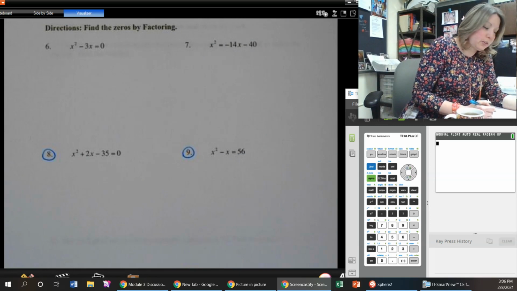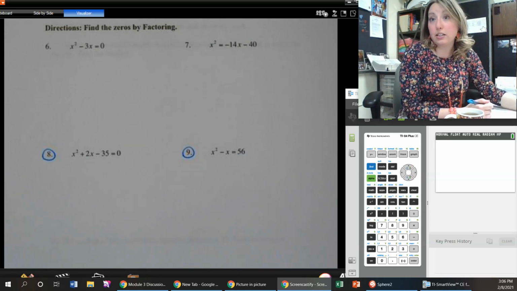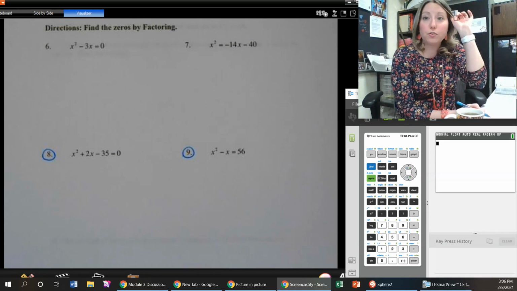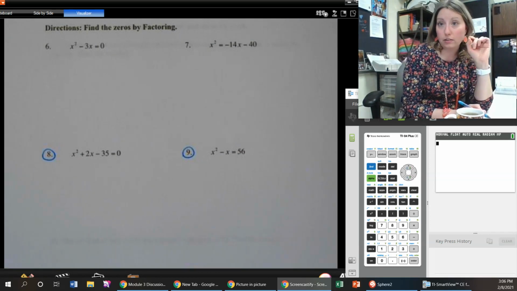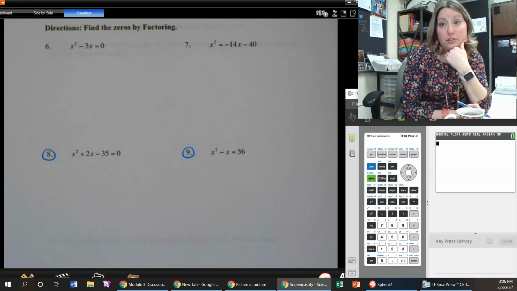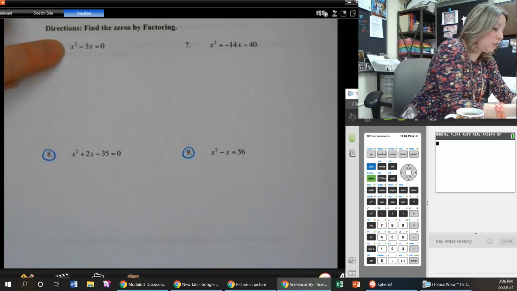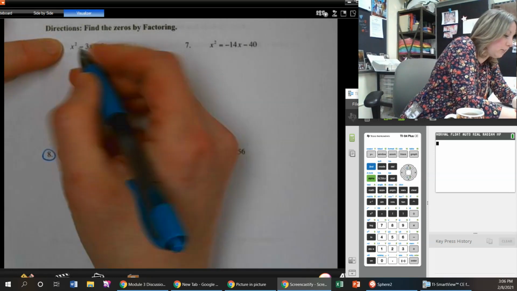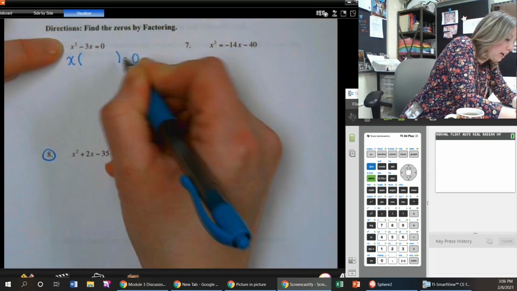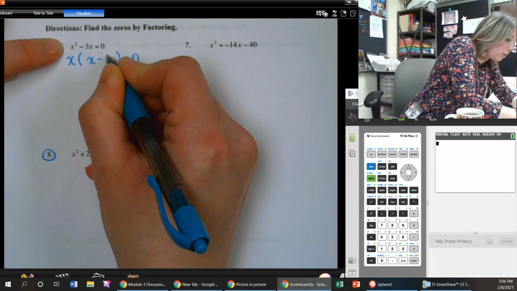So number 6, I chose because I can see that it's a binomial set equal to 0, which means I only have 2 options for factoring, GCF or dots. So I immediately look for perfect square minus perfect square, and I do not see it. So that's GCF. What do they have in common as a GCF? X. Now I divide each term by x. I'm left with x minus 3.